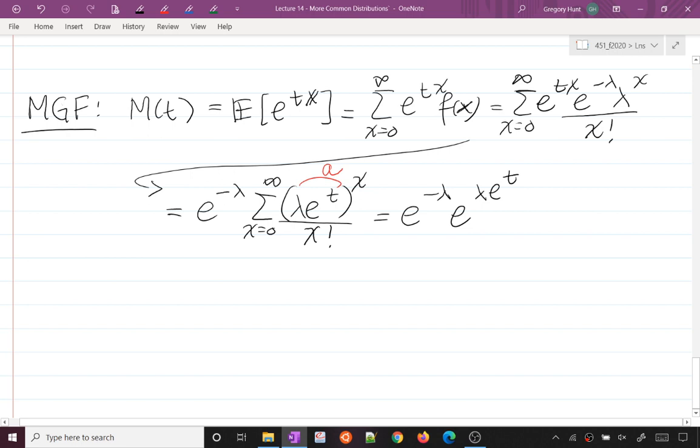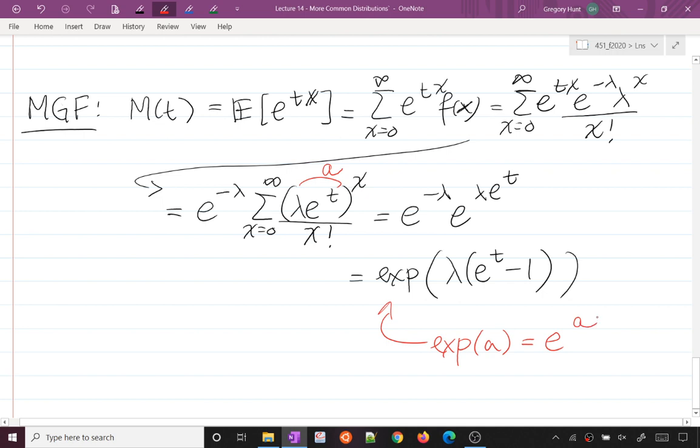You could simplify it. Here I say exp, that's exponential, so it's e to the x, or e to whatever the argument is. I can factor this as exp of lambda times (e to the t minus 1). That's typically how you'll see it written. So here, my notation, exp of a is just e to the a. It just allows me to write exponentials on one line. This is typically how you see it written, but either way is correct. Okay.